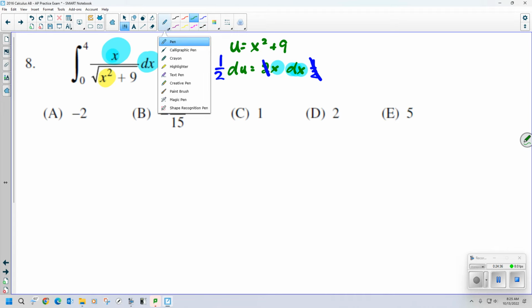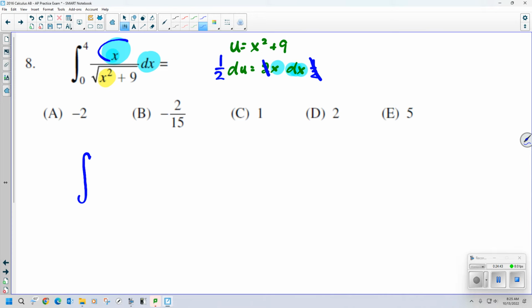Now I have the integration. I'm not touching the bounds yet. All right, these go bye-bye, and in place is 1/2 du. The top is 1, and I have the square root of u. Okay, now the bounds. These are currently x equals 4 and x equals 0. I want those in u as well.